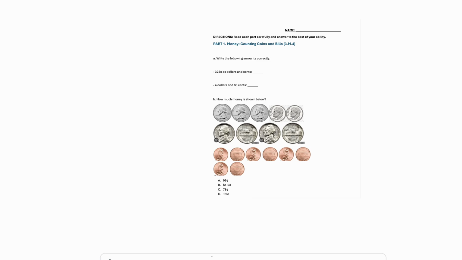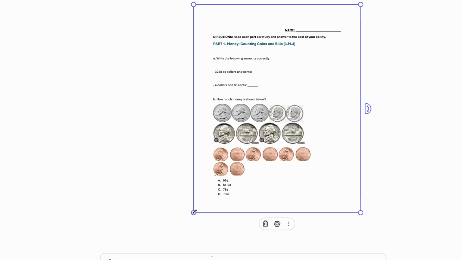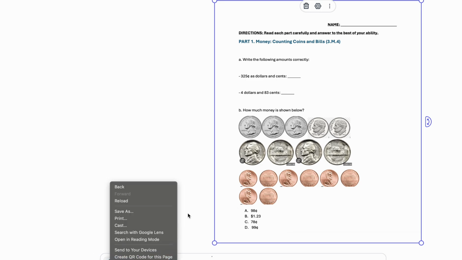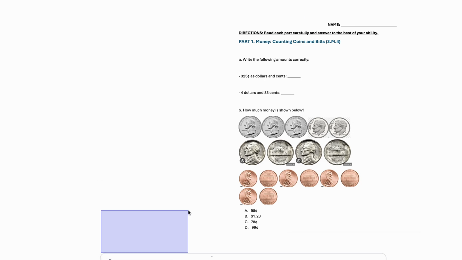Ladies and gentlemen, today we are going to wrap up our lesson for the week. We're going to review our counting money and our coins and bills lesson that we worked on yesterday. So let's take a look at this here.